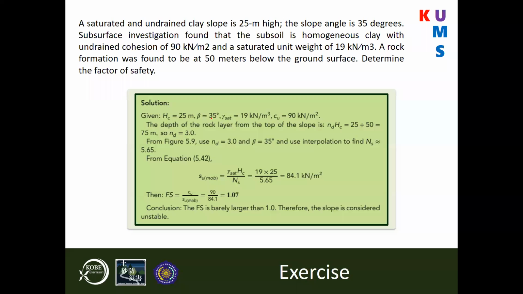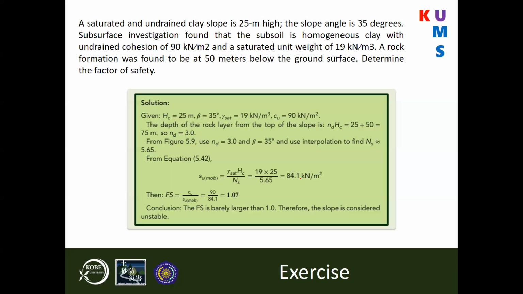Beta is the angle of the slope on the surface. We have the unit weight, which is 19 kilonewton per cubic meter, and Cu, which is 90 kilonewton per square meter. The depth of the rock layer from the top of the slope is 25 plus 50, which is 75 meters. So based on the previous equation, ND has to be 3.0. And from figure 5.9 that we saw earlier, you can use ND equal 3.0 and beta 35 to find NS. And when you have NS, you can calculate Su mob as gamma sat HC divided by NS, which gives you 85.1 kilonewton per square meter.